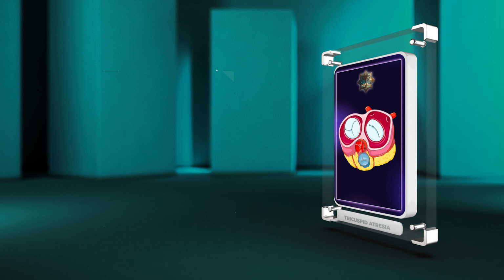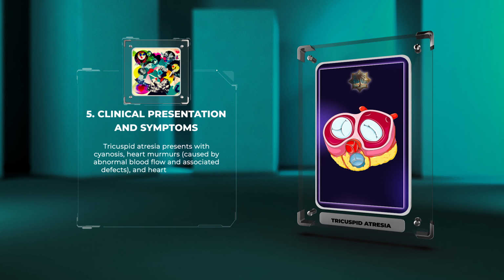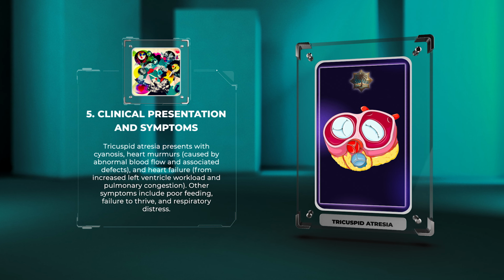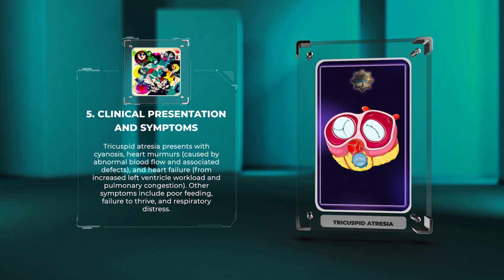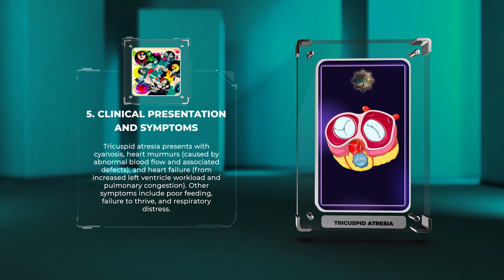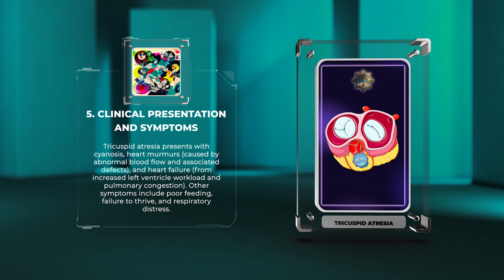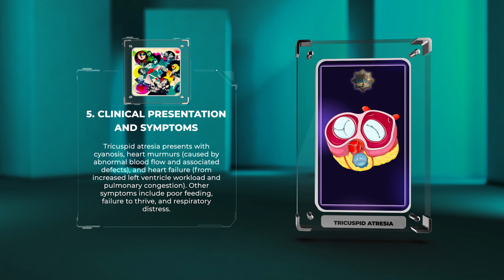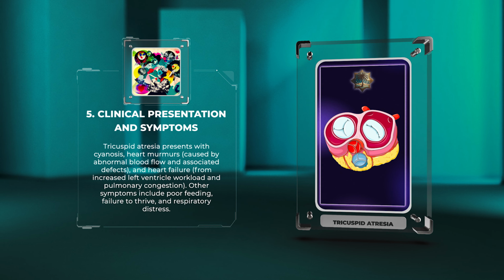Tricuspid atresia presents with cyanosis, heart murmurs, caused by abnormal blood flow and associated defects, and heart failure, from increased left ventricle workload and pulmonary congestion. Other symptoms include poor feeding, failure to thrive, and respiratory distress.